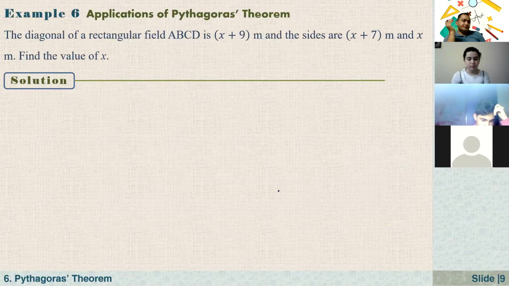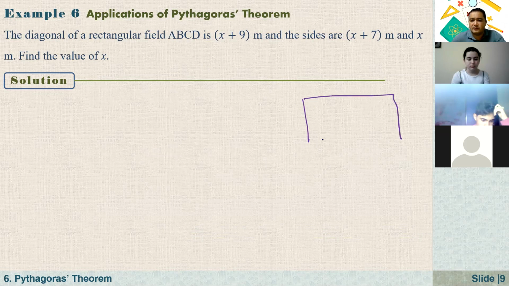The last example. The diagonal of a rectangular field ABCD is x plus 9 meters and the sides are x plus 7 meters and x meters. Okay, we are talking about some kind of rectangular field.